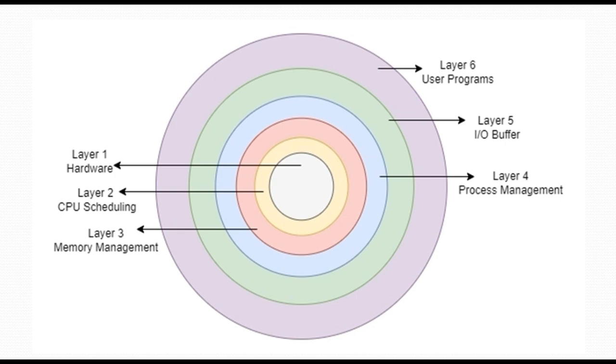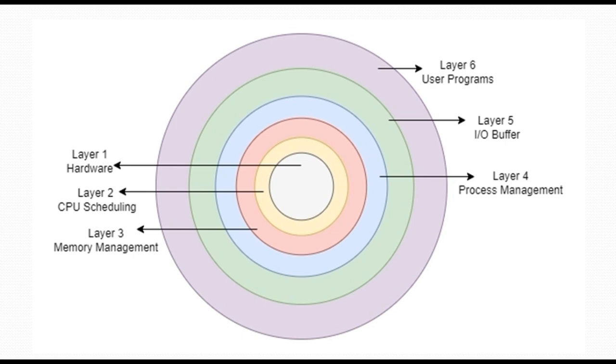The layers are selected so that each uses functions and services of only lower level layers. This approach simplifies debugging and system verification. The first layer can be debugged without any concern for the rest of the system. So assuming that there is an error in the first layer, without consulting the other layers, we can debug the error in that layer itself. So this is the benefit of this layered approach.